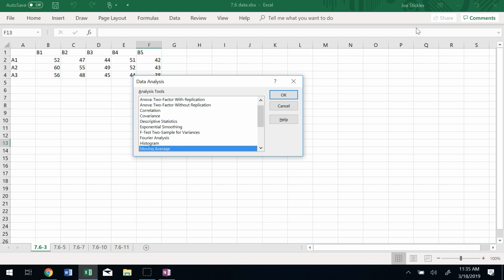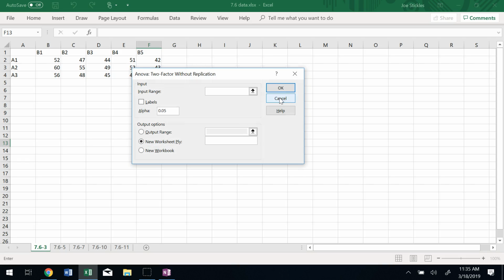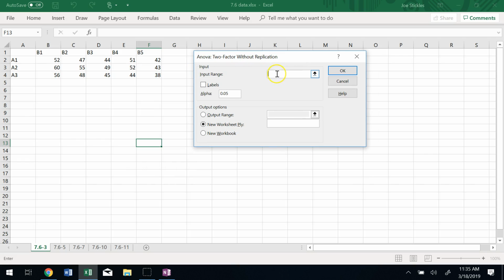So in this particular problem, in your 7.6-3, they're talking about different strengths of concrete cylinders that they did with different treatments in different batches. And basically, they said to assume that there's no interaction, what I said in the problem. So no interaction means we're going to do ANOVA two-factor without replication. And it's actually easy to use. Input range, we're just going to grab the data without the labels.